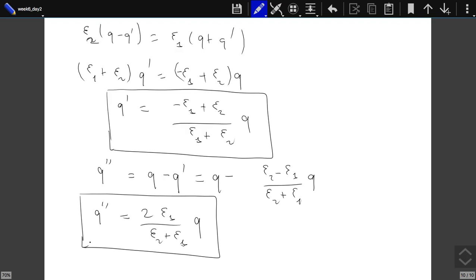And the other limit, when epsilon 1 is equal to epsilon 2, you see Q double prime is just equal to Q. If both mediums are the same, so if you are in region 1, you just see the Q charge. So that's also what we expect.